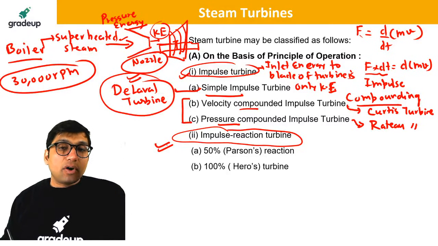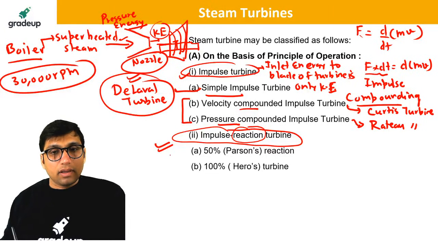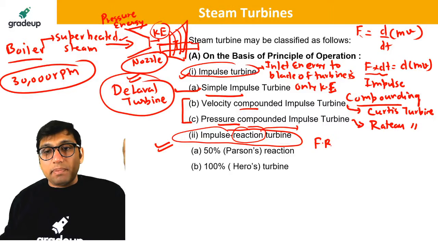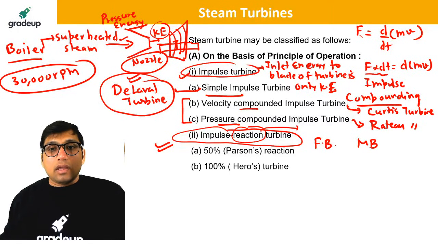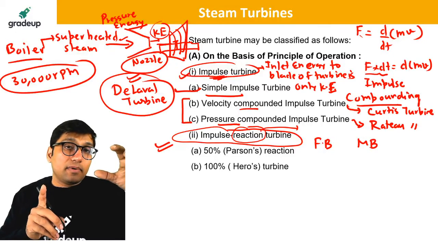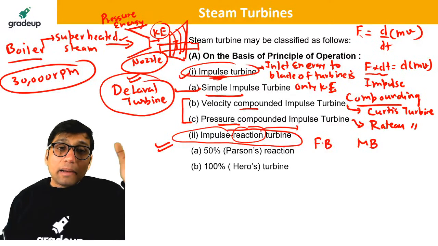In an impulse reaction turbine, what happens? Not only will the turbine blade have an impulse or kinetic energy, it will also have some reaction force from the blades of the turbine. So basically, what happens in the case of an impulse reaction turbine? It will have some fixed blades and moving blades. A simple impulse turbine consists of a nozzle and moving blades. In a simple impulse turbine, all the kinetic energy is produced by the nozzle at the start only. In the moving blade, pressure remains constant.